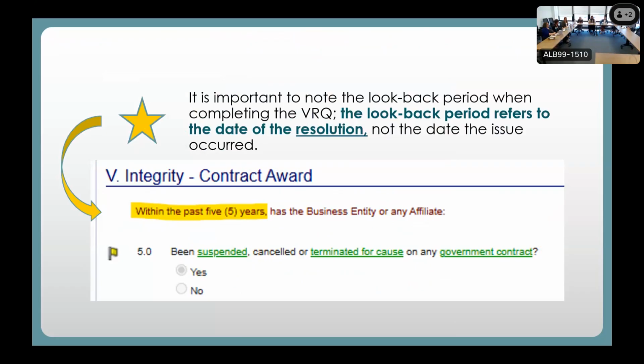If we look a little bit closer, this is Section 5, integrity. You'll see that some questions reference a time period. In this example, it says within the past 5 years. So it's important to note that there are look back periods, and those periods refer to the date of the resolution, not the date that the issue occurred. So if a government contract was terminated for cause in 2022, you should continue to report that here. If a government contract was terminated for cause in 2018, you would not need to continue to report that here.